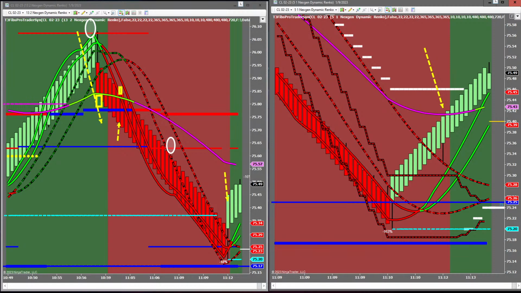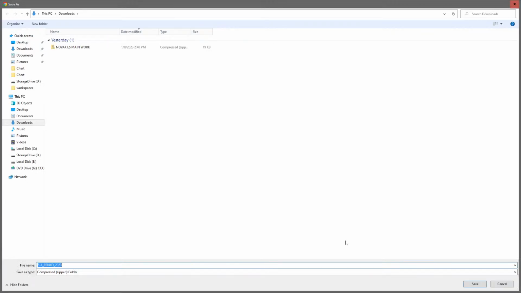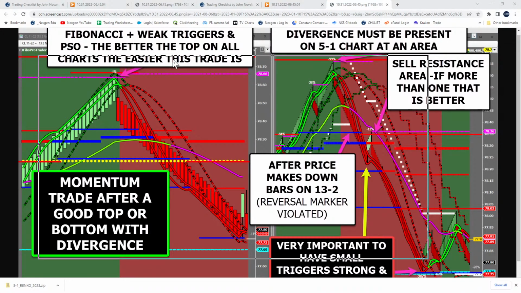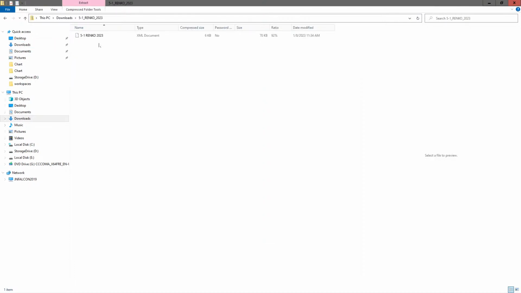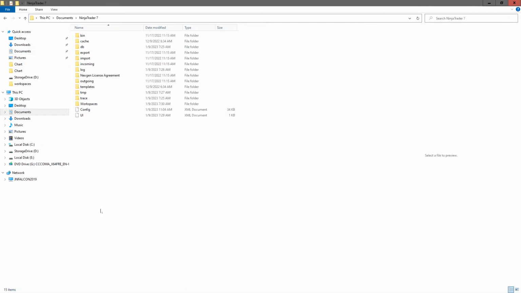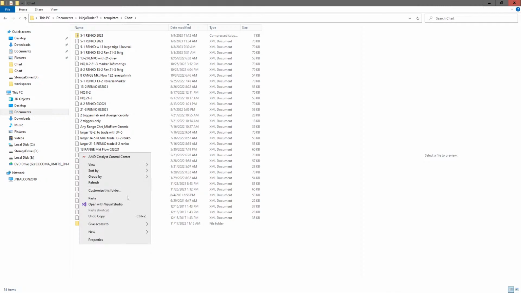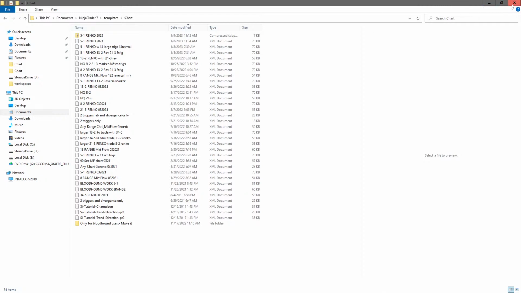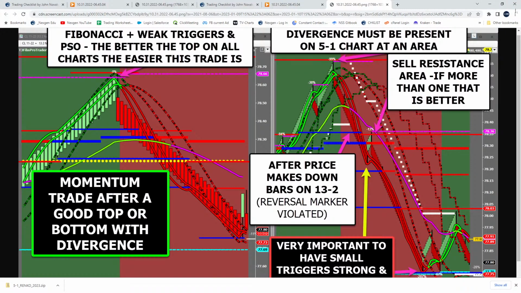You do not need to close NinjaTrader. If you download that zip file, just save it to your downloads. And then from your downloads, just open it up and then right click copy, and then go to your documents, NinjaTrader 7, go to your templates, go to your chart, and then paste it. You don't have to do a full install to copy paste a template in there.